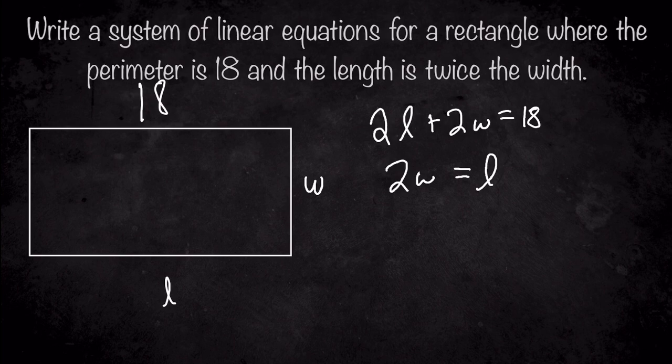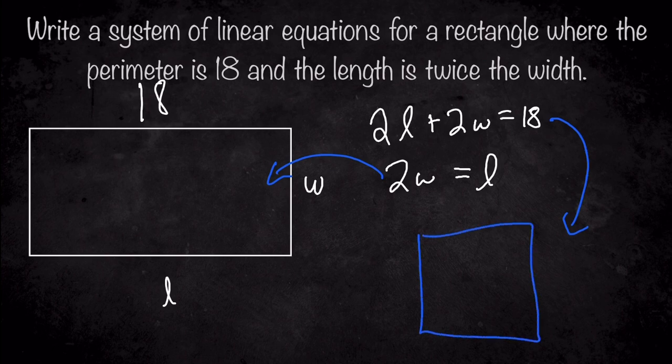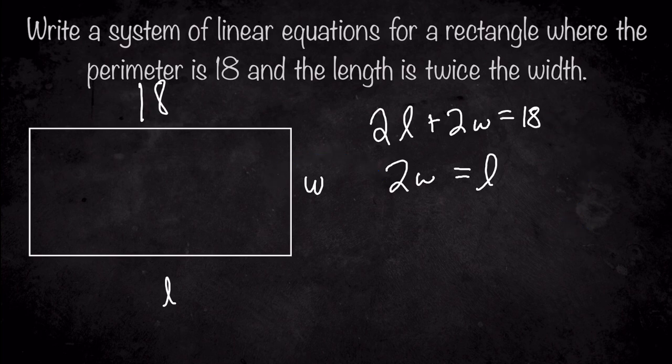Now, to find the length and width, what we would need to do is find what the width and length would be to solve both of these. And this counts as a system of linear equations because they both represent the same rectangle. But if this represented a different rectangle, this would not count. Instead, since it represents the same rectangle, it counts as a system of linear equations.